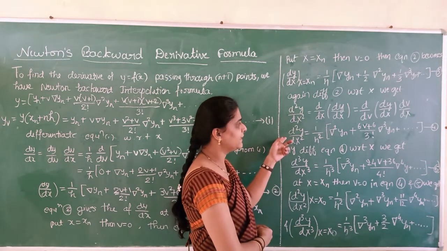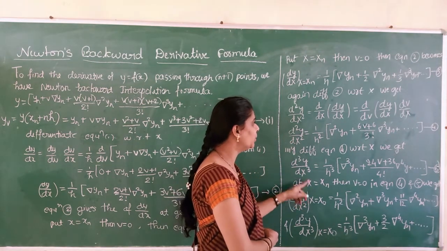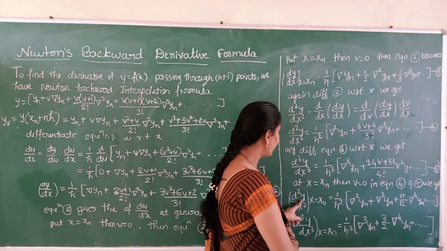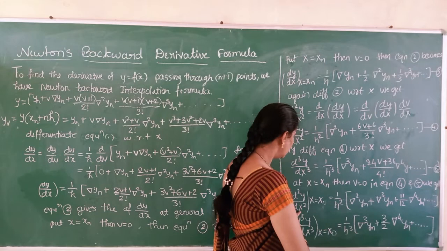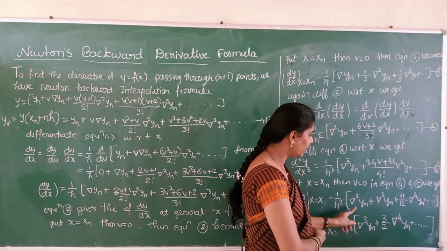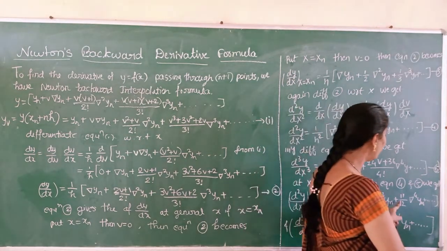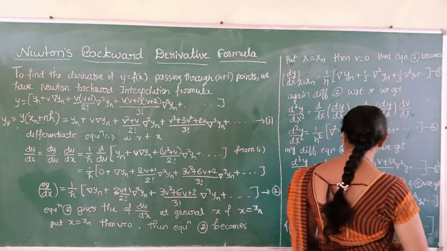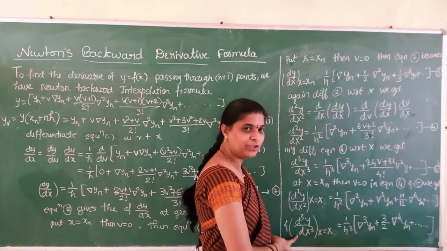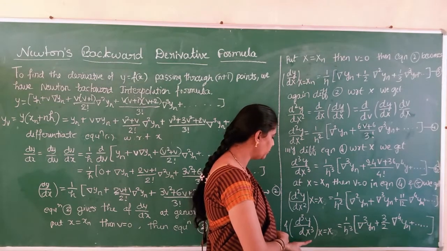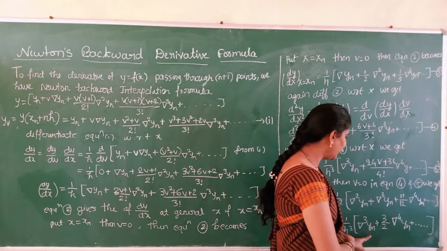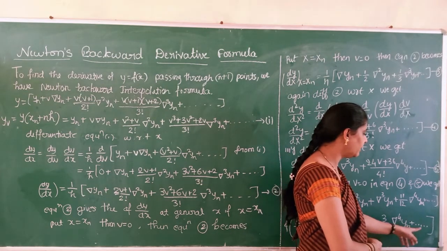But if we substitute x equal to xn, we will get v equal to 0 in equation number 4 also. So we get the value of d square y by dx square at the point x equal to xn, 1 by h square del square yn plus del cube yn plus 11 by 12 del raised to 4 yn plus so on. And we get the third order derivative, d cube y by dx cube at the point x equal to xn, that is 1 by h cube into del cube yn plus 3 by 2 del raised to 4 yn plus so on.